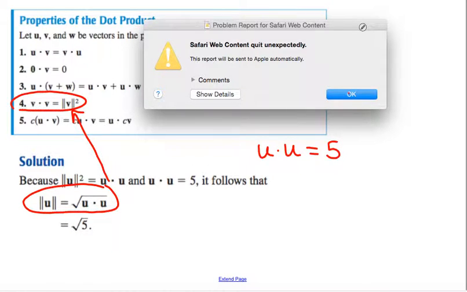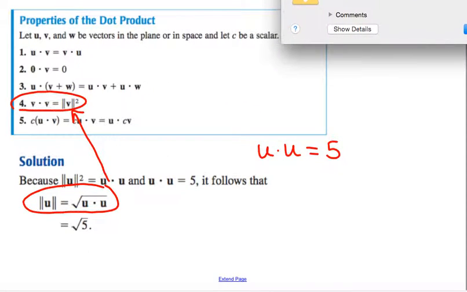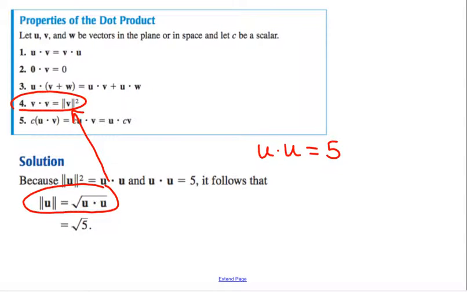Great. So we take u times u, which was 5 times 5. 5 times 5. So we're going to get the square root of 25 is 5.